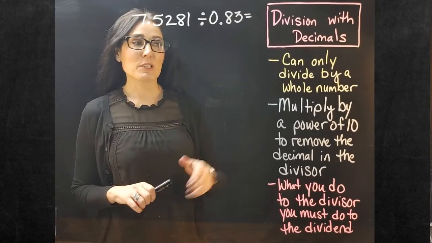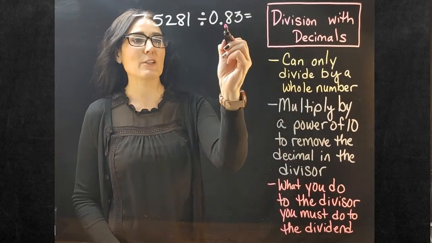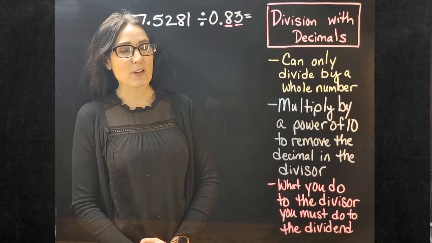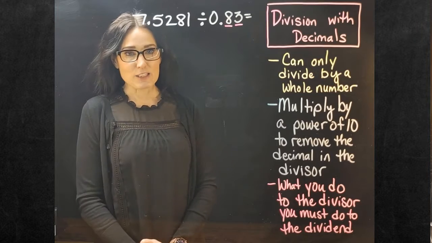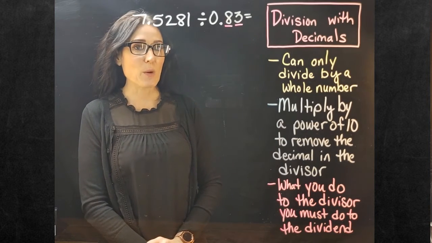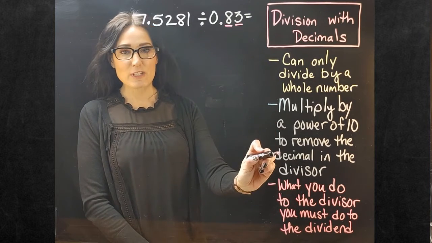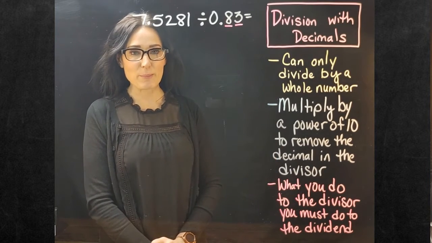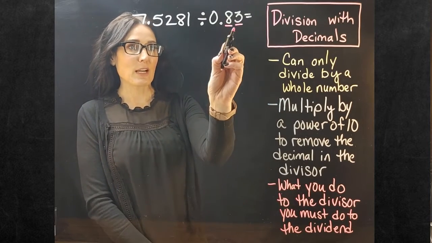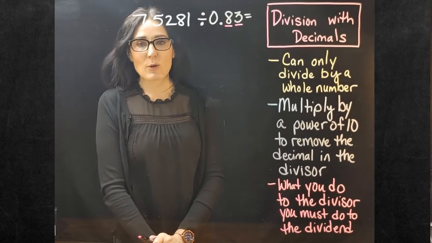All right, so in this video, we're going to be doing some more division with decimals. Now, I want you to notice that we are dividing by a two-digit divisor. A couple of things to remember: you cannot divide by a number that has a decimal. So we are actually going to make that into a whole number by multiplying by a power of 10 to remove the decimal. Also, what you do to your divisor, you have to do to your dividend, okay? So let's go ahead and get started.